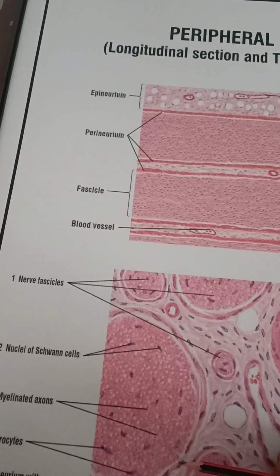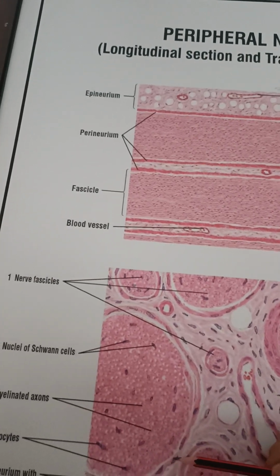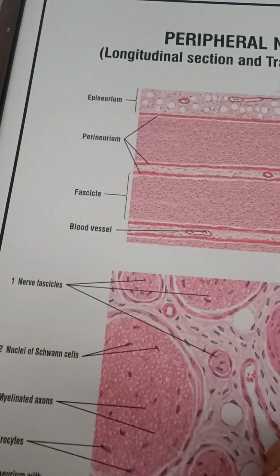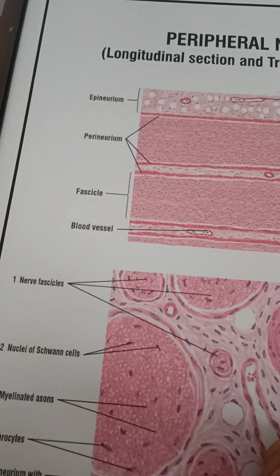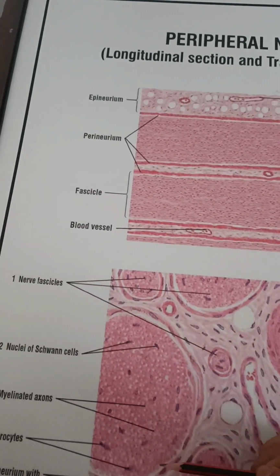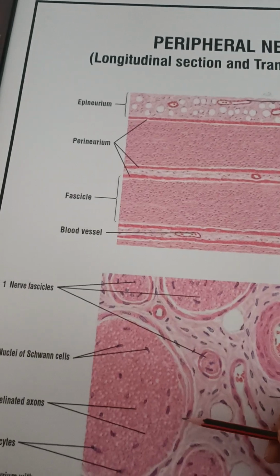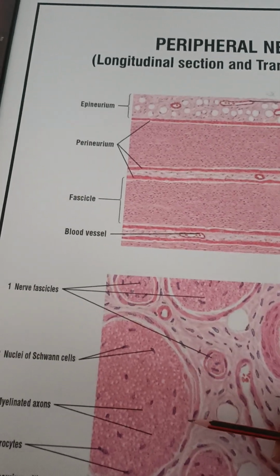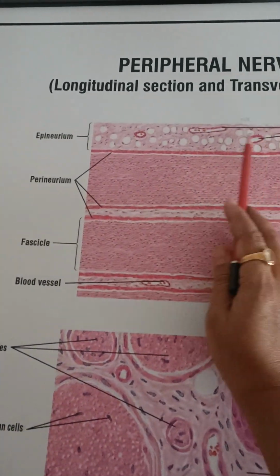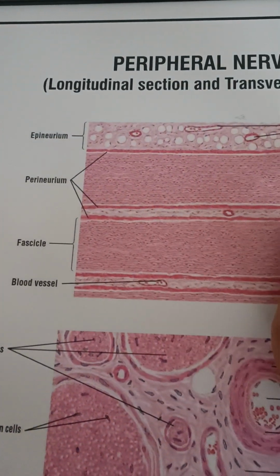So each fasciculus is covered by perineurium, and it forms a barrier between this nerve and the blood that is outside. So blood vessels you can see outside. So it forms a barrier. So this is the perineurium. And then there is epineurium, which is completely outside. In this section you can see the epineurium. So this is the epineurium, which is again rich in dense connective tissue.